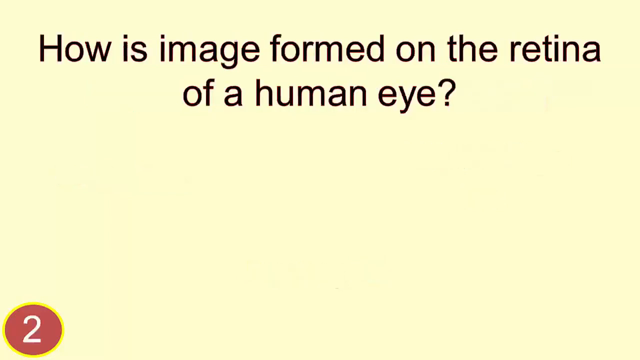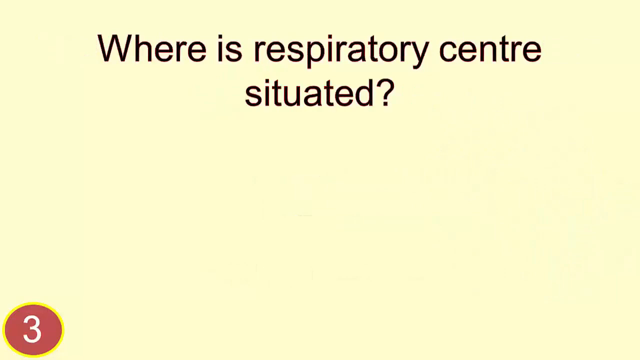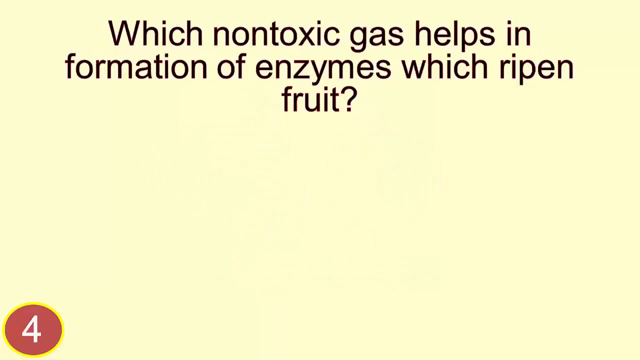How is image formed on the retina of a human eye? Answer is real and inverted. Where is the respiratory center situated? Answer is medulla oblongata. Which non-toxic gas helps in formation of enzymes which ripen fruit?